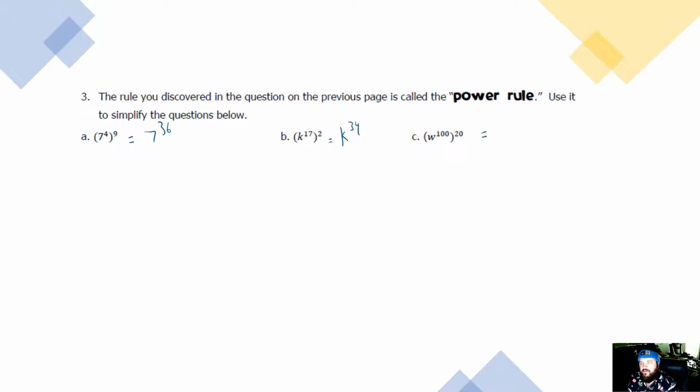And then we have w to the 100th power raised to the 20th. So we should get 100 times 20, which is 2,000. So w to the 2,000th power. Let's go ahead and box these.